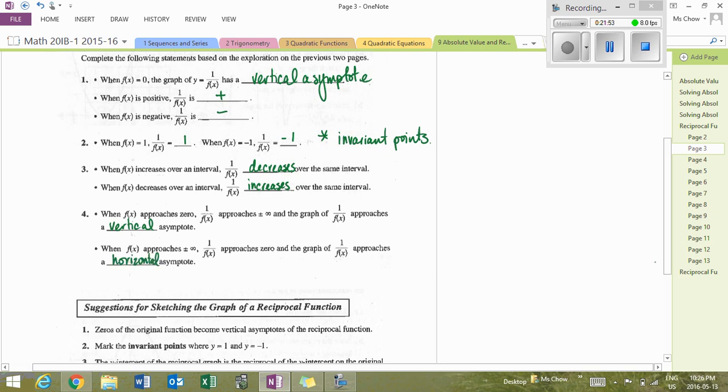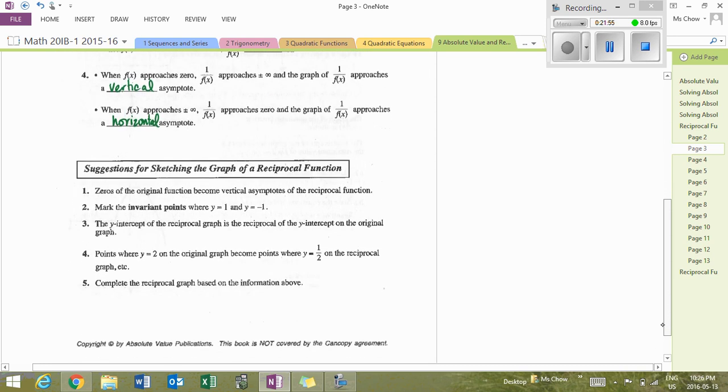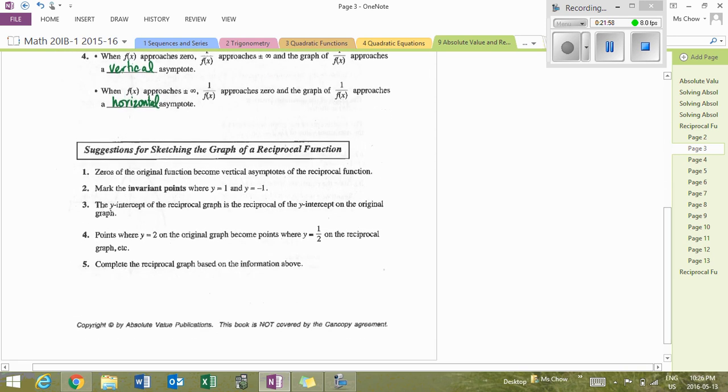So there's a lot of new terminology in there. So just helping you guys to simplify that a little bit. The zeros of the original functions, remember, what are they ultimately referring to? The x-intercepts of your original function become your vertical asymptotes of the reciprocal. You definitely want to mark in your invariant points, so determine either by graphing or through algebra determining where x is when y is 1 and when y is equal to negative 1. So you want to solve for x.